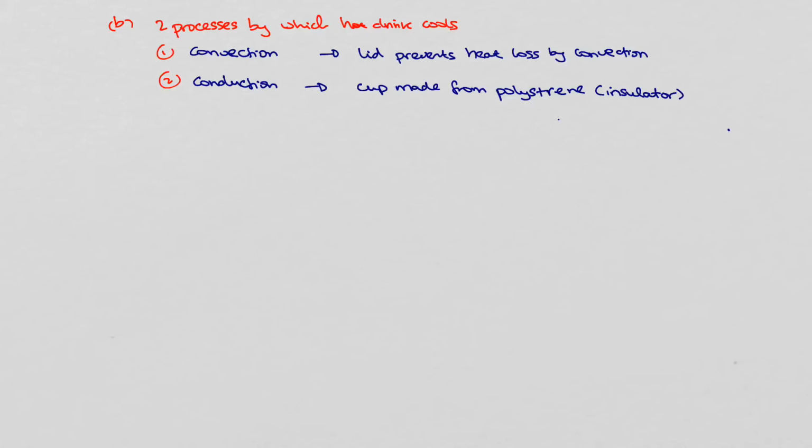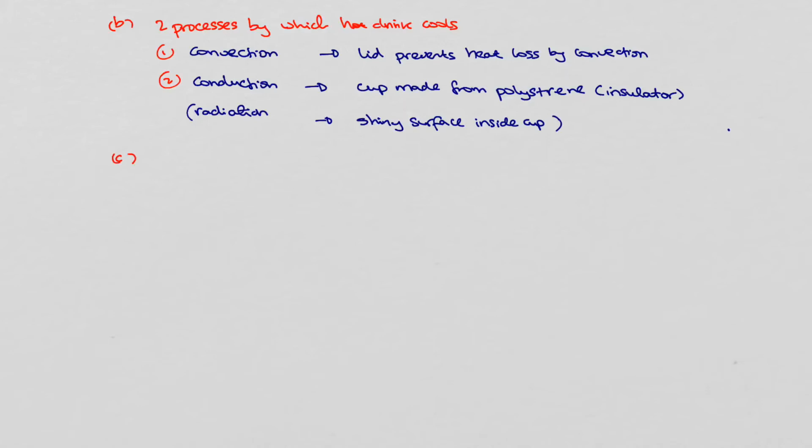Now you could also say radiation, because you can have heat loss through radiation as well. So any hot object will radiate heat. And of course, to prevent that from happening, you'd want a shiny inside the cup and a lid. Okay. So we only needed two. So convection and conduction would be the two I'd give there for my answer.